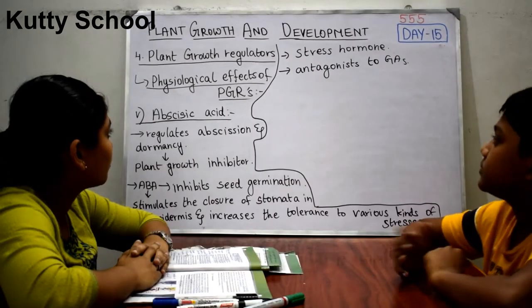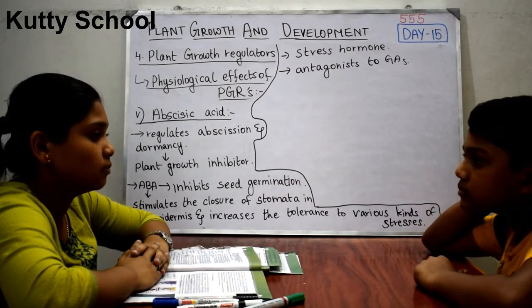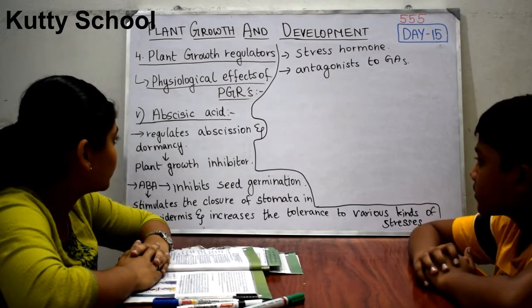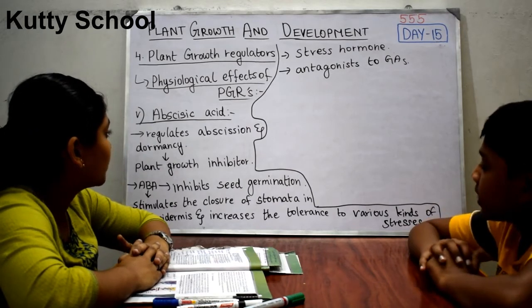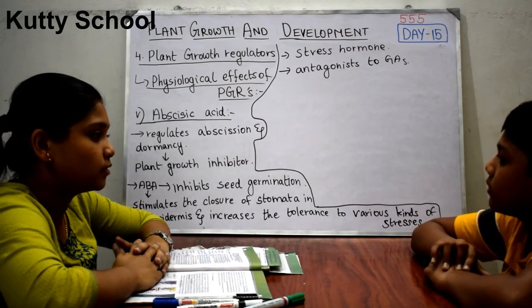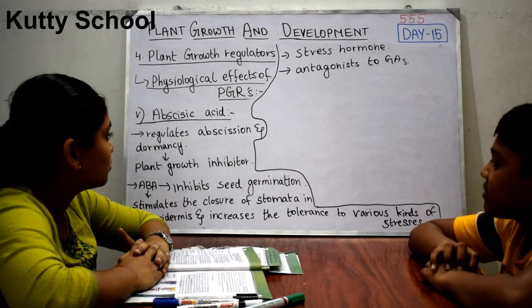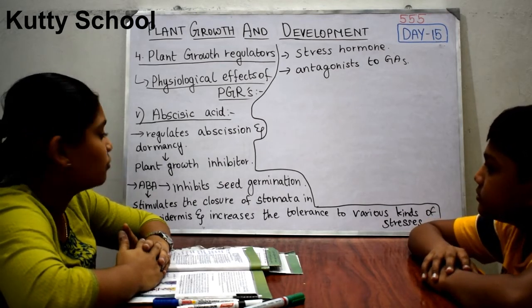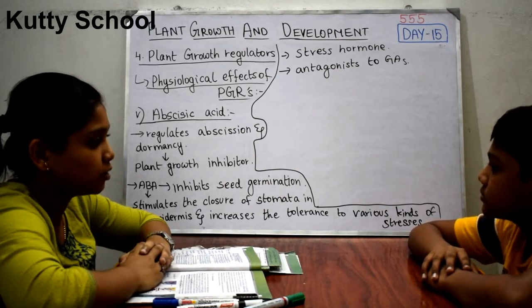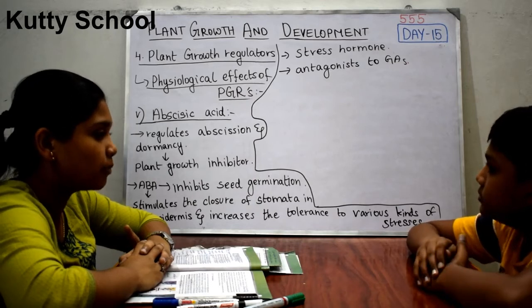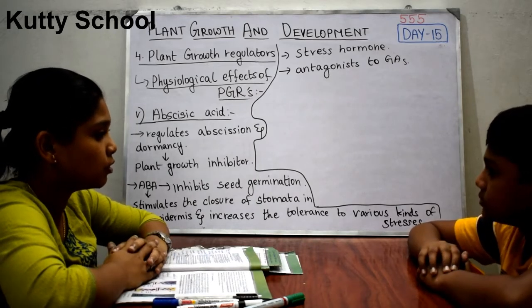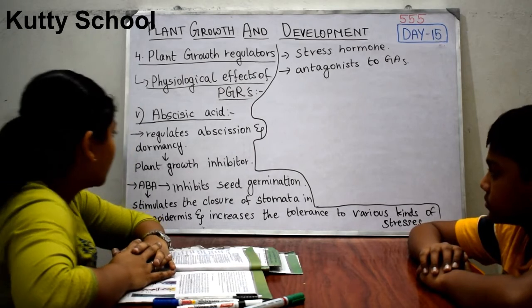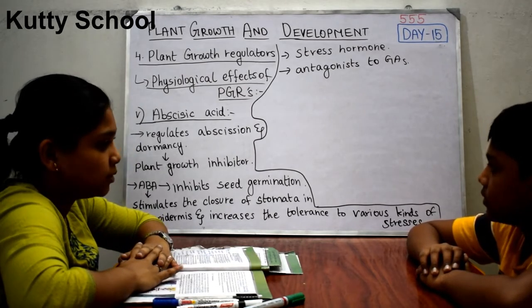So now we are going to see the fifth plant growth regulator, which is abscisic acid. This regulates abscission and dormancy in plants. Abscission is nothing but the shedding, and dormancy is the dormancy of seeds. Under unfavorable conditions, the seeds undergo a stage called dormancy. So it regulates the dormancy period.